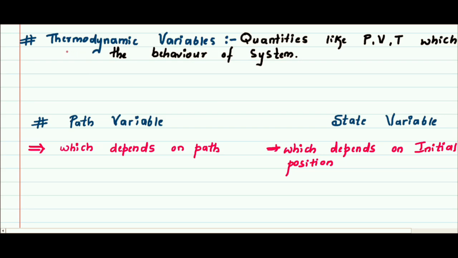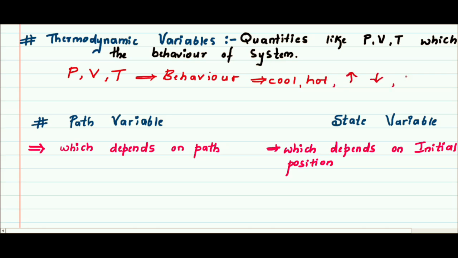Next, one of the concepts is thermodynamic variables. So what are the variables here? Which are those variables? Variables like pressure, volume, and temperature tell the behavior of the system, like how the system is behaving, whether it is cool, whether it is hot, whether the internal energy is increasing or decreasing, or whether it is expanding. All these behaviors can be explained by these variables in the system. Hence they are called thermodynamic variables.